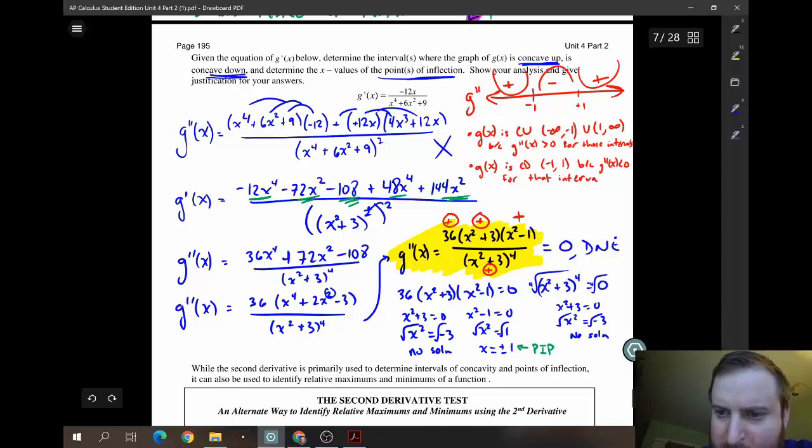And then our inflection points are based on, did it change concavity? So did it switch between concave up and concave down? Well, in both of these cases they did. So x equals negative 1 and x equals 1 are inflection points.